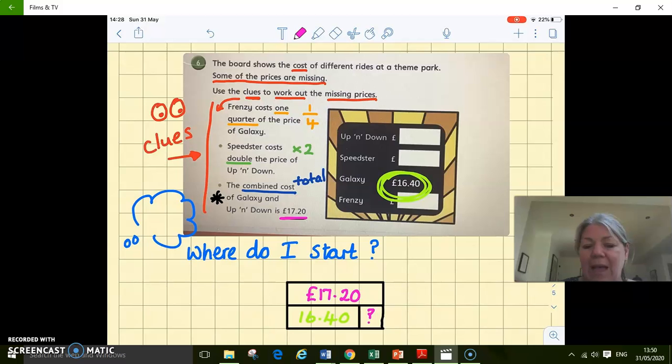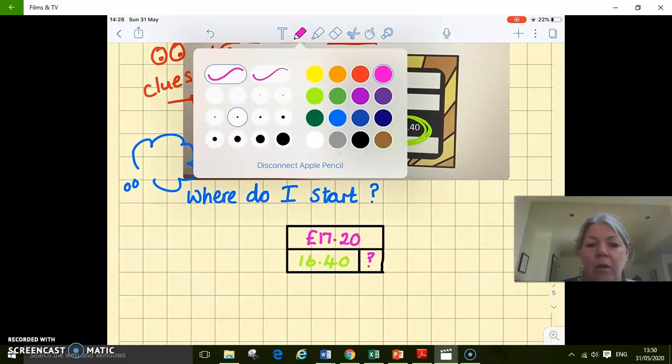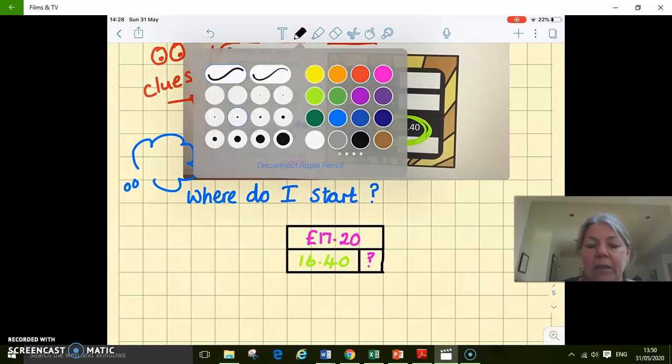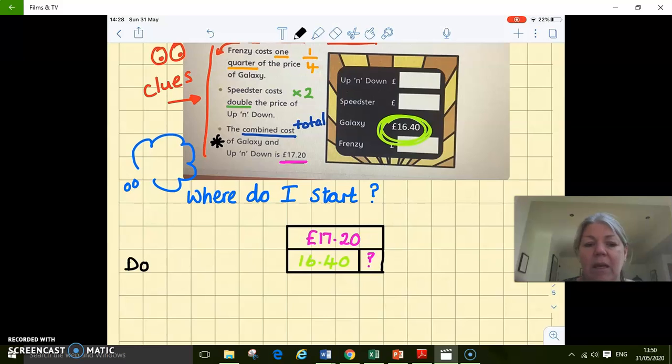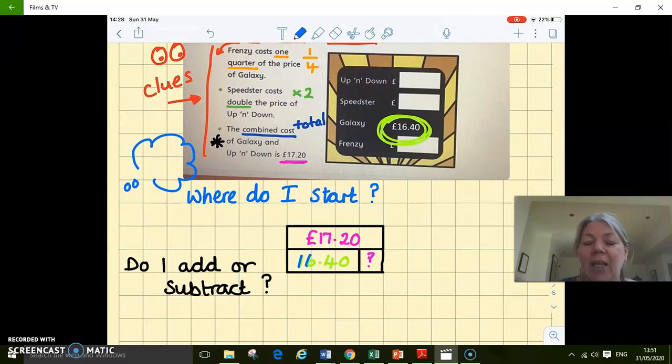And we need to find that bit. How am I going to find that bit? I've got the total. I've got one of the prices. How am I going to find the missing part? Do I add or do I subtract? I wonder which is going to be the most efficient method to use. I'm not going to do it though. I'm going to let you think about that and have a go. I'll just pop that in a different colour so you can see it a little bit clearer.